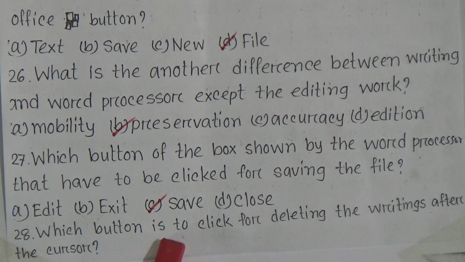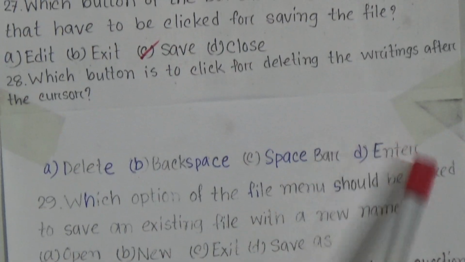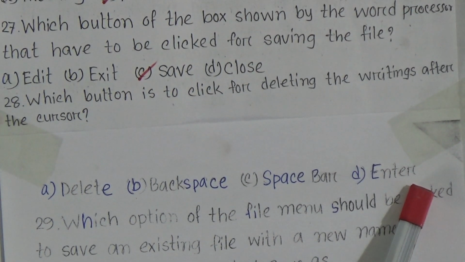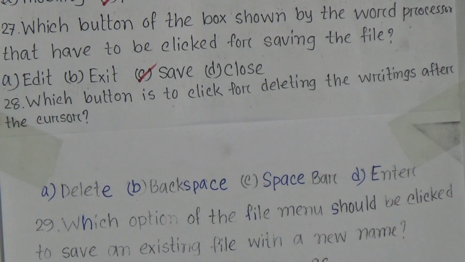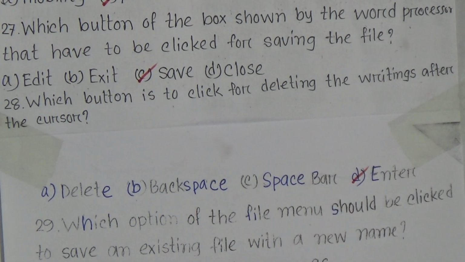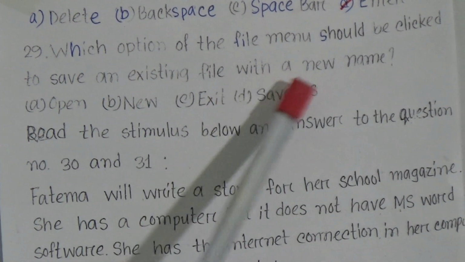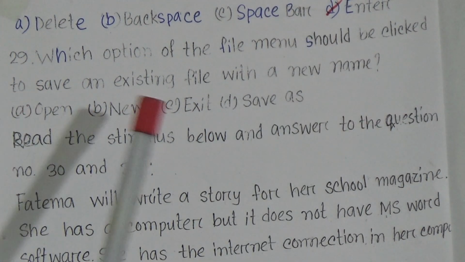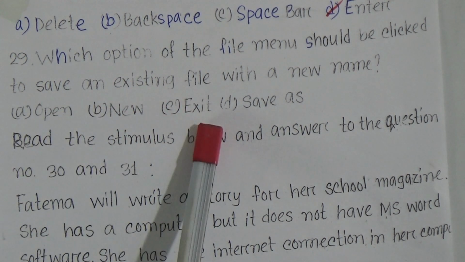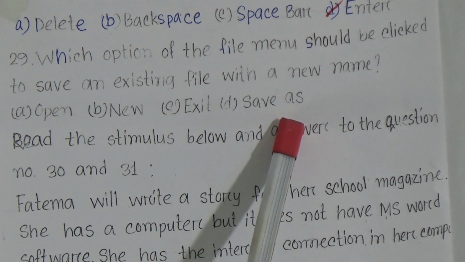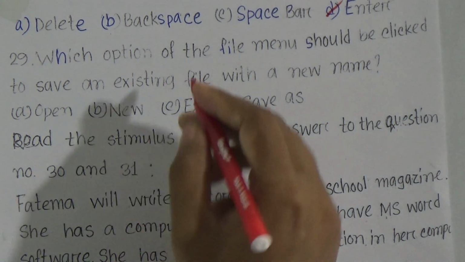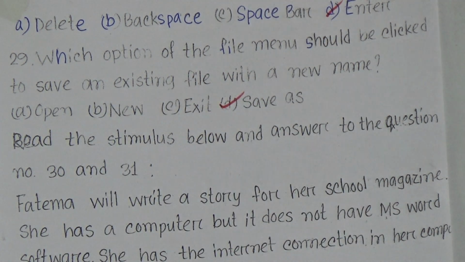Number 28, which button is to be clicked for deleting the writings after the cursor? Options are delete, backspace, spacebar, enter. So our answer will be option D, enter. Number 29, which option of the file menu should be clicked to save an existing file with a new name? Our options are open, new, exit, save as. So we have to give a tick mark in option D, save as.